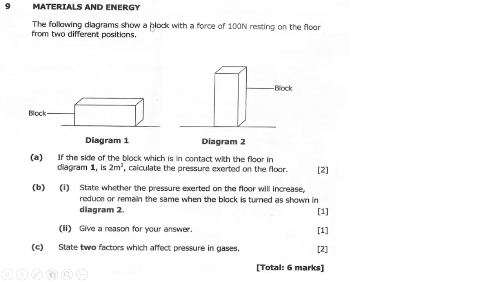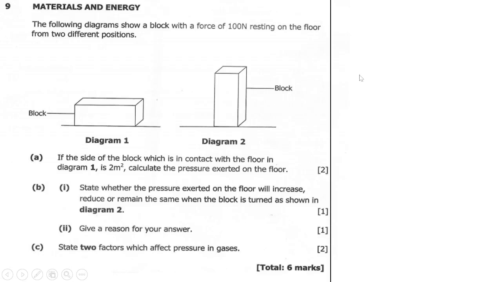The following diagrams show a block with a force of 100 Newton resting on the floor from two different positions. Okay, we have this block here, diagram 1, and on diagram 2 we have this block resting in that position. Then A, it says if the side of the block which is in contact with the floor in diagram 1 is 2 cubic centimeters, calculate the pressure exerted on the floor.